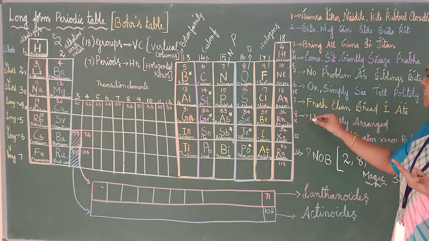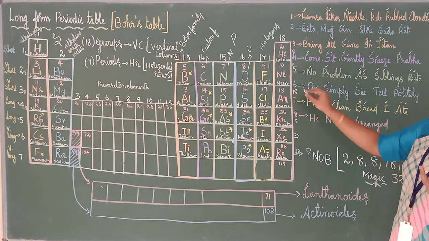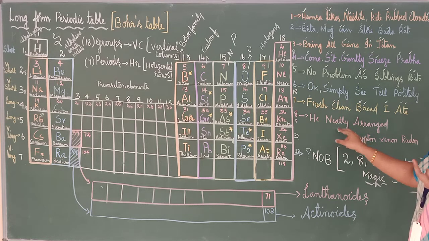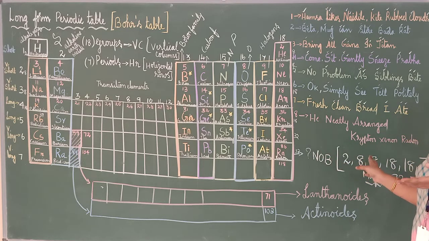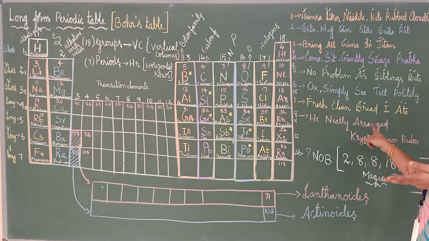He, H is hydrogen, N is neatly. He neatly, argon arranged. He neatly arranged. I didn't get it, so I have just written. If you get it, you write it. Okay. Krypton, xenon, radon. He neatly arranged krypton, xenon, radon.